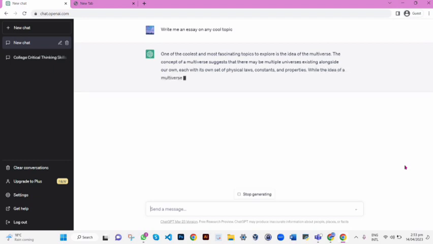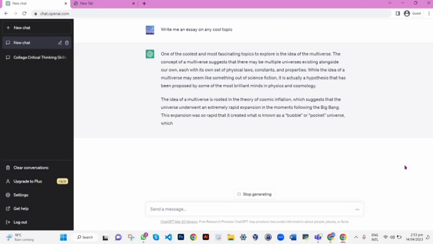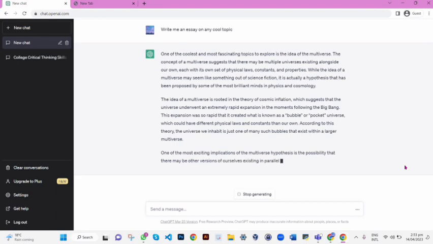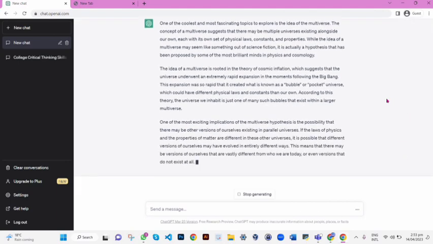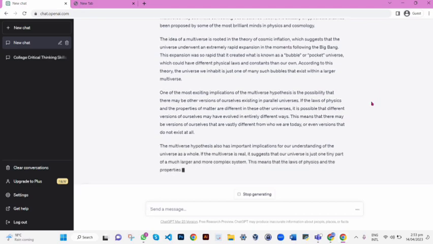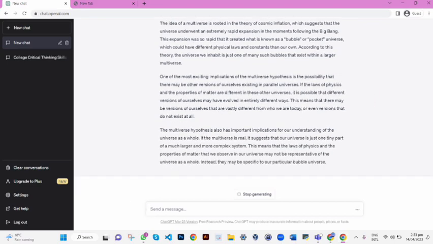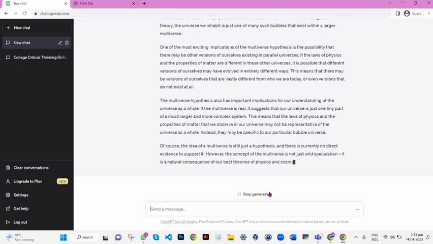Right now, it wrote pretty quickly, and it took some time, and it wrote so long that I had to stop generating. It says, one of the coolest and most fascinating topics to explore is the idea of the multiverse. The topic was about the multiverse, and I read it through, and it was actually written very nicely. The structure was very nice. The ending was good, but it could have been better. And the idea or the content, I'm not going to lie, was actually very good.